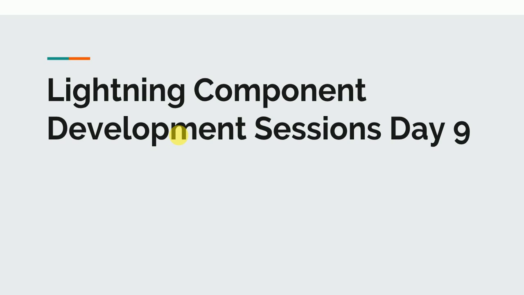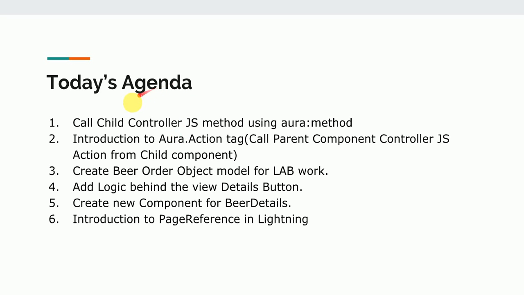This is Amit, and today we will learn how we can call the child controller JS method using Aura method. When we say child controller JS method, that means we want to call a method from a parent event in the child component. Then we will use Aura method, and we will see how we can call the parent component controller method using Aura action.